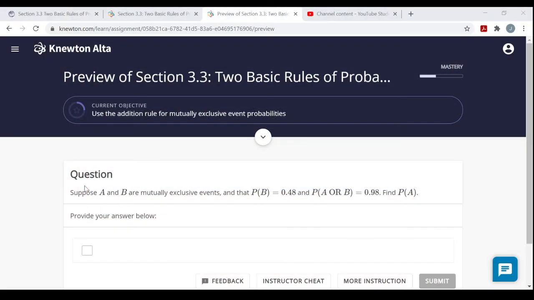Suppose A and B are mutually exclusive events, meaning they cannot happen at the same time, and the probability of B is 48%. The probability of A or B occurring, one or the other, or both, well, not both because they're mutually exclusive, is 0.98. What would be the probability that A occurs? Hopefully you can see that that's 0.5.